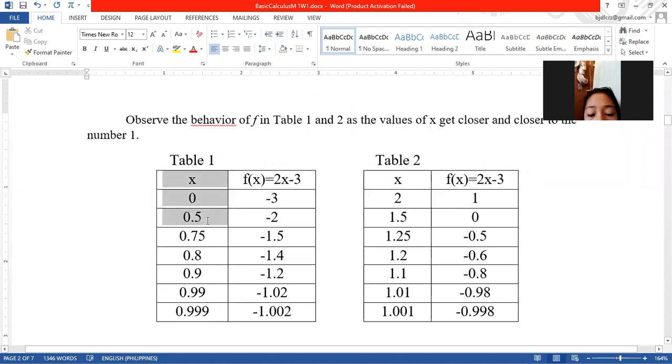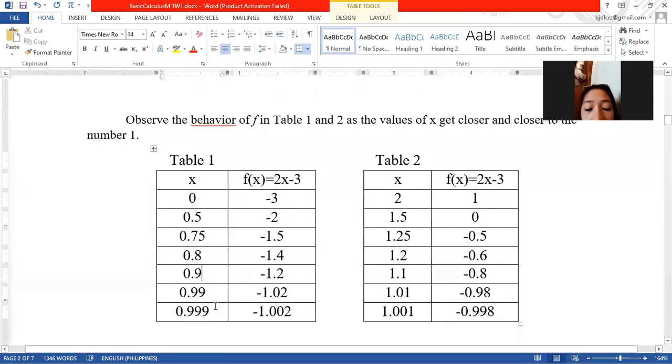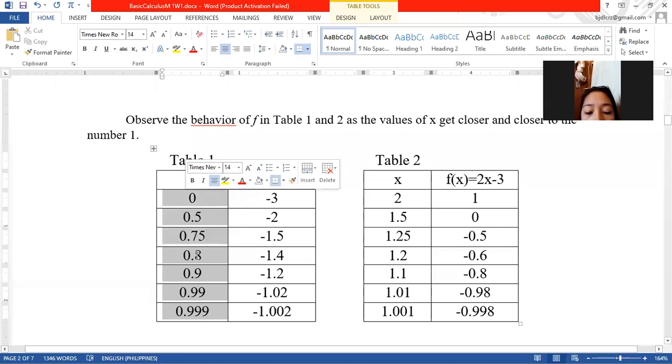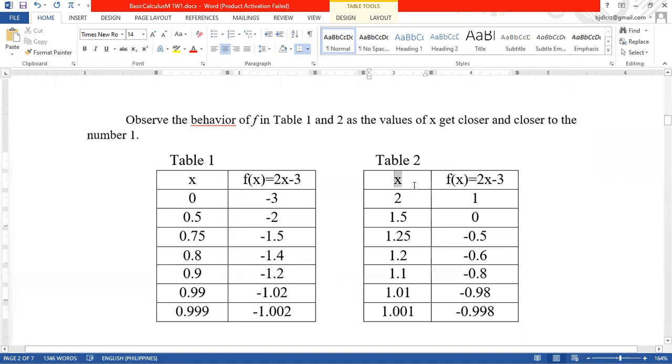So here, table 1. So we have x's which are 0, 0.5, 0.75, 0.8, 0.9, and so on. Wala gid siya na 1. Okay? Pa-approach lang man siya sa 1. And sa table 2, 2, 1.5, 1.25, 1.2, up to 1.001. Wala gihapon siya nakakuan sa 1.